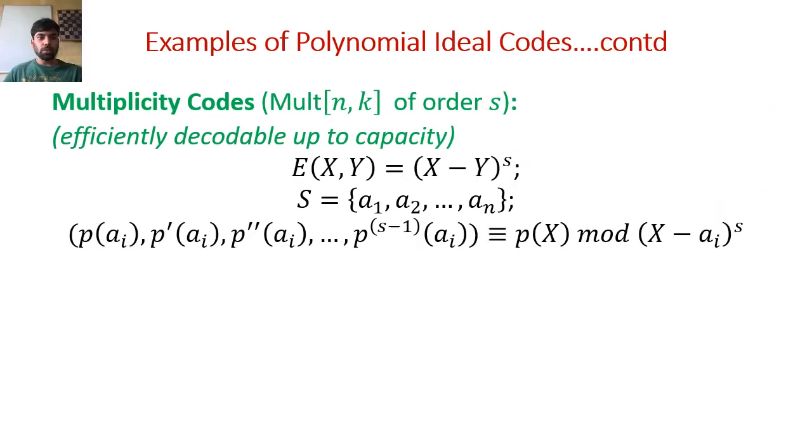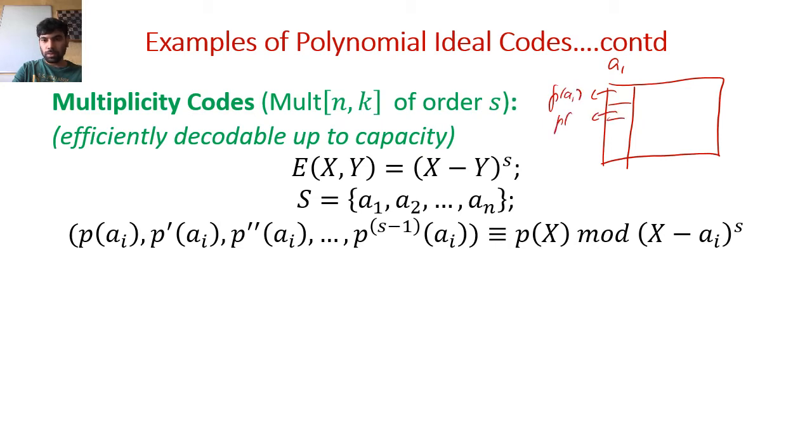So let's move on, and now let's see the other popular family of codes called multiplicity codes with s minus 1 derivatives. How are these polynomial ideal codes? So in this case, the bivariate polynomial happens to be just (x minus y) to the power s, and again at a location a1, you not only give the evaluation, but you also give the first derivative, and so on up till the (s minus 1)th order derivative of the polynomial, and you do this for all the endpoints.